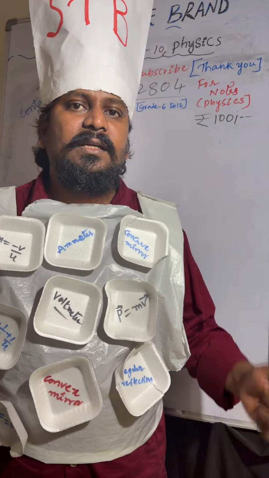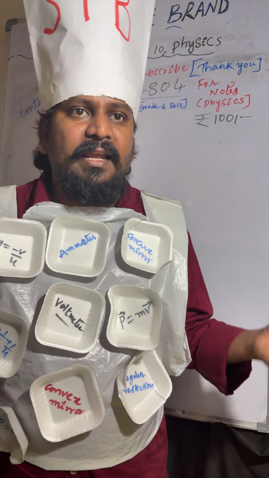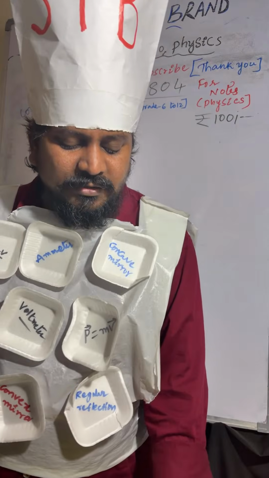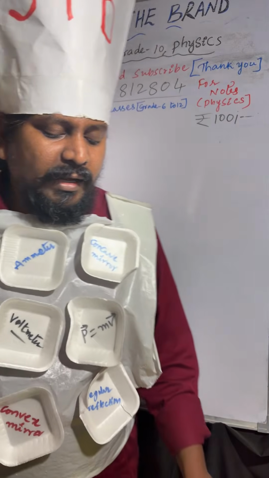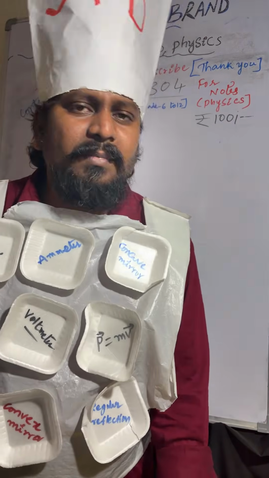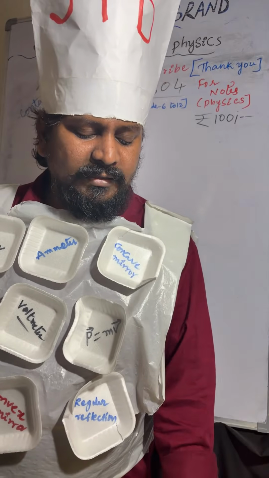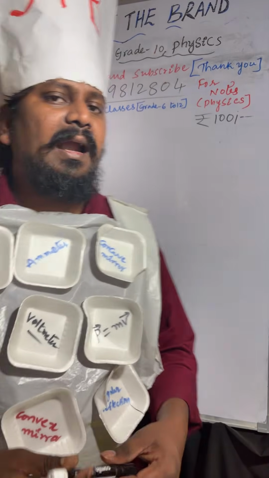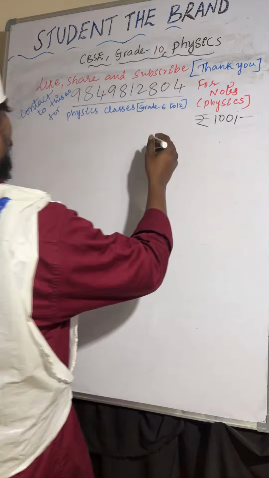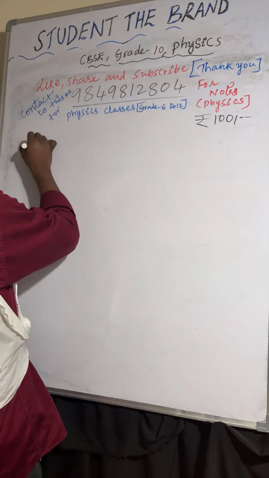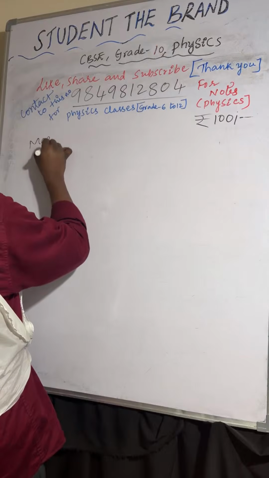Today's topic is magnetic effects of electric current. So, what is a magnet? A magnet is a substance which has the attractive or repulsive property.